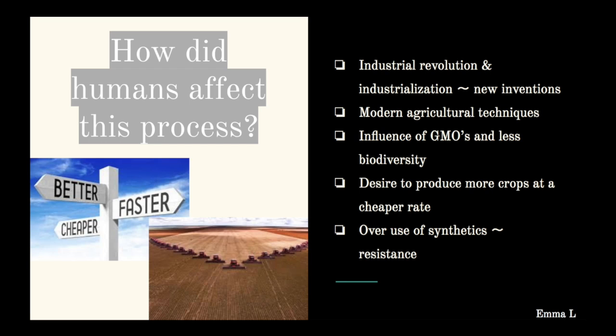And as these modern agricultural techniques began to evolve, then came the question of how can we produce more crops at a cheaper rate? And humans created GMOs, and therefore less biodiversity amongst these crops. So basically, humans affected the process of monocultures because as their desire to make crops at a faster rate and cheaper rate evolved, so did their ideas of how to achieve this goal, which is where monocultures came into play.